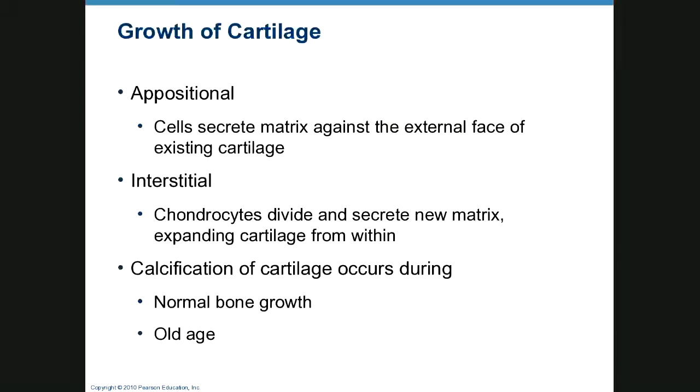Now, growth of cartilage: appositional growth secretes a matrix against the external face of existing cartilage. Interstitial growth is from within. Calcification occurs during normal bone growth as well as in old age.